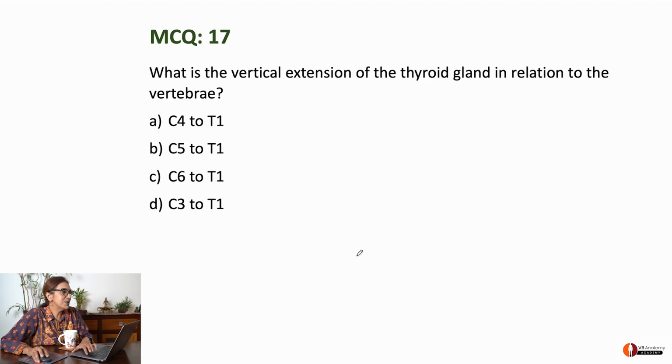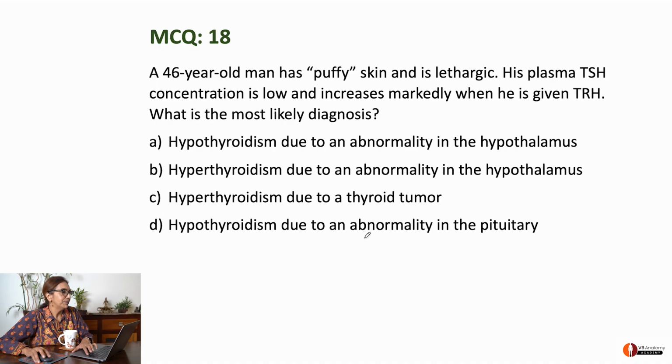Let's go to MCQ 17. What is the vertical extension of thyroid gland in relation to vertebrae? So if this is your thyroid gland, how many vertebrae does it cover? C4 T1, not likely, it's not that large. C5 T1, yes. B is the answer. We've been learning this right from day one when we studied thyroid gland. C5 to T1.